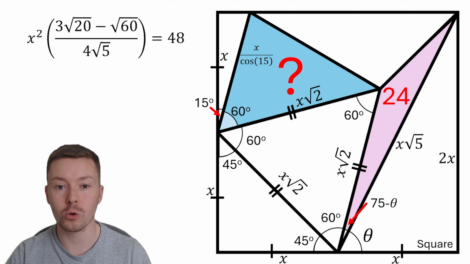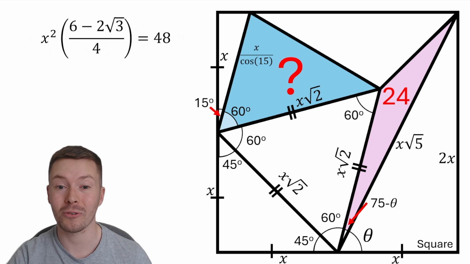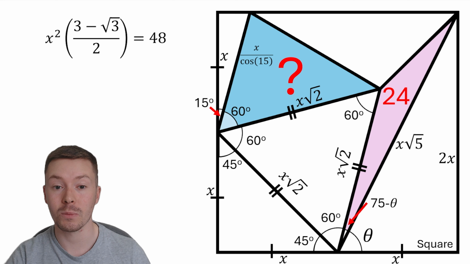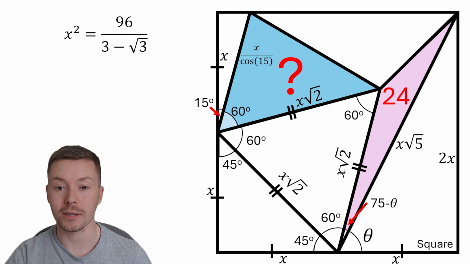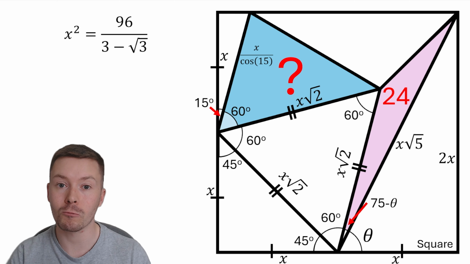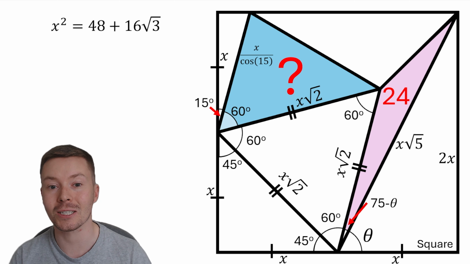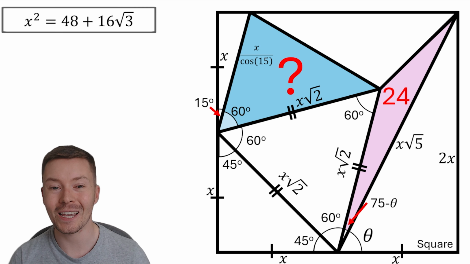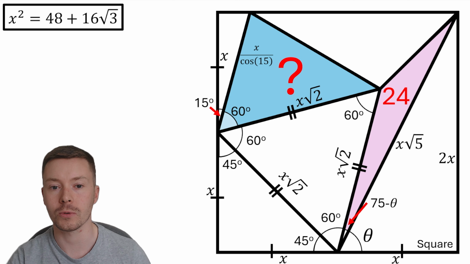I'm then going to put the root 10 inside of that bracket. I'm going to simplify those thirds. I'm going to simplify the fraction. I'm going to simplify it a little bit more. And then I'm going to divide the 48 by that. I'm going to rationalize the denominator at this point, and that is going to give us 48 plus 16 root 3. Now I'm going to save that for later because actually what we need is x squared, not x. So I don't need to worry about working the x out.